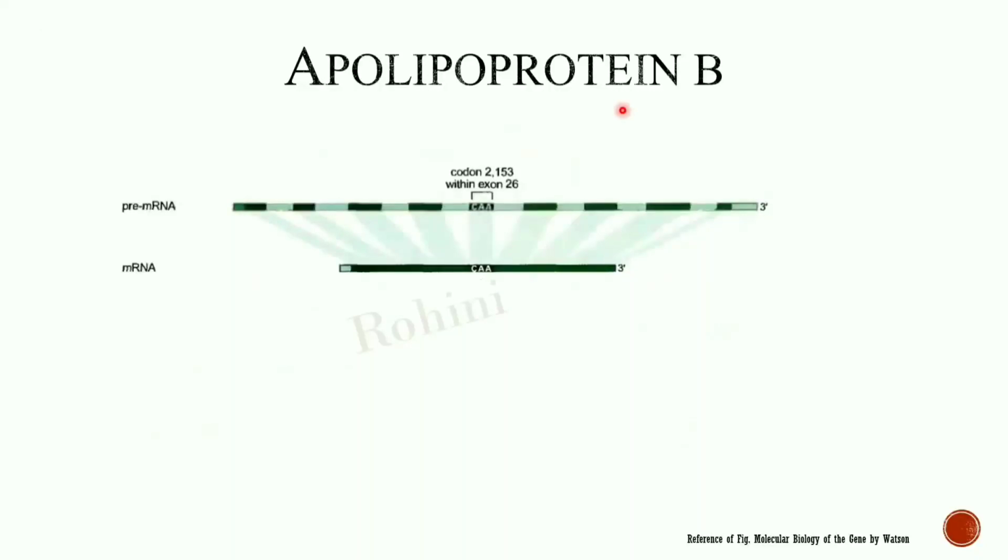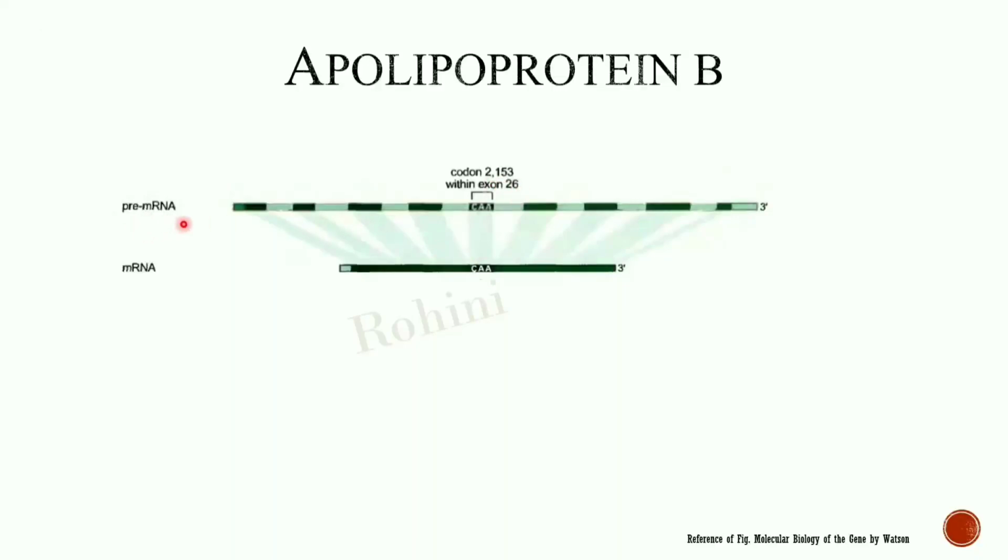Okay, there is editing, where some changes are made to the codons after transcription. Here is the pre-mRNA, and in this pre-mRNA, here is exon number 26. In this exon number 26, there is a CAA codon, at position 2153.